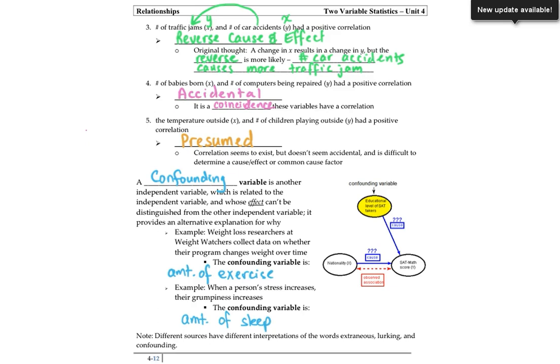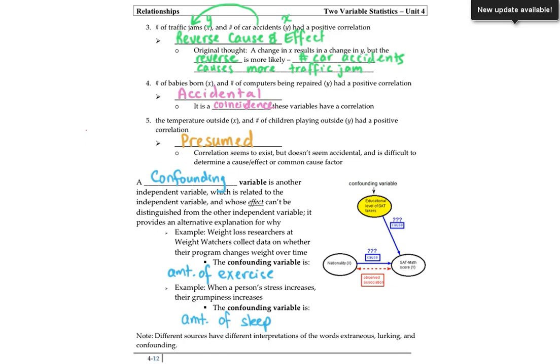So it's definitely possible that the independent variable could be stress and the dependent variable is the grumpiness level, but another independent variable could be the amount of sleep, because if you're stressed, you're not going to get as much sleep, and if you get less sleep, you're also going to be grumpy.